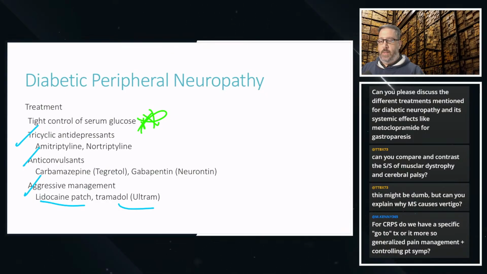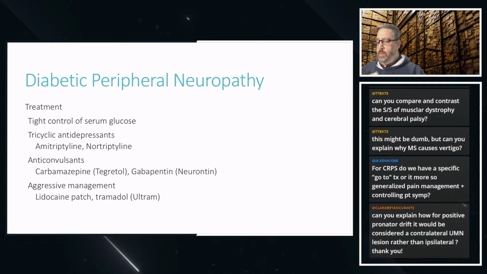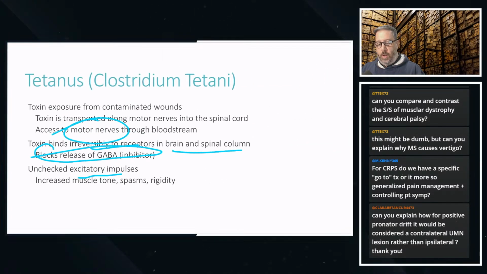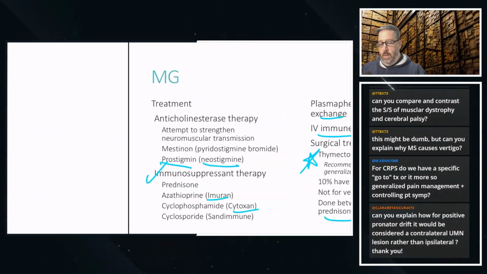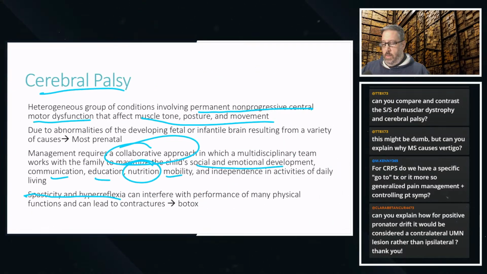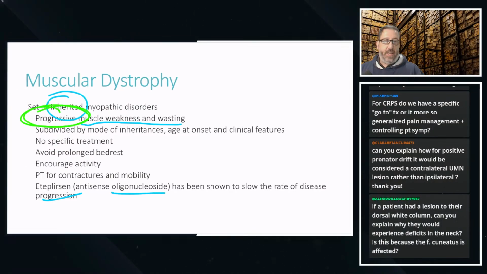Okay, next one is talking about cerebral palsy versus muscular dystrophy. So, muscular dystrophy, progressive is the key thing here. Muscular dystrophy is a progressively worsening muscle weakness and wasting. So, it's going to get worse as they get older.